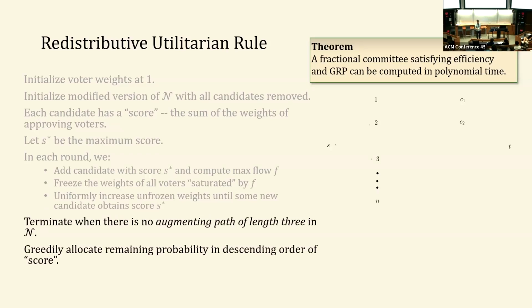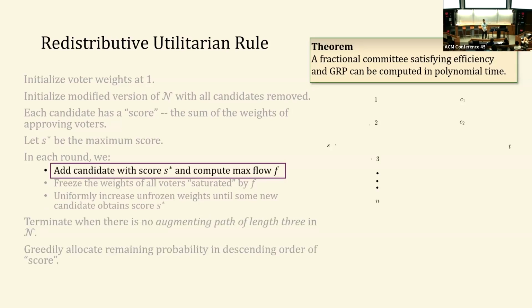Okay, so the key part of this to get GRP is the way that we compute max flow. Efficiency follows from basically an argument showing that we are maximizing weighted utilitarian welfare according to the weights at the end of the algorithm. So yes.